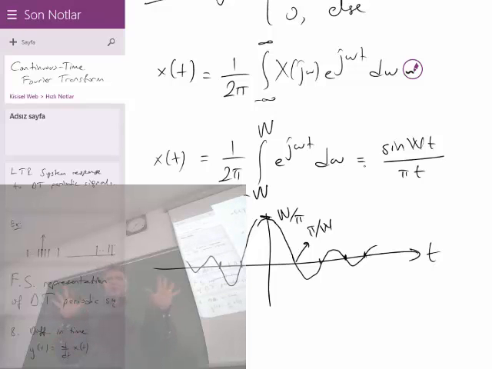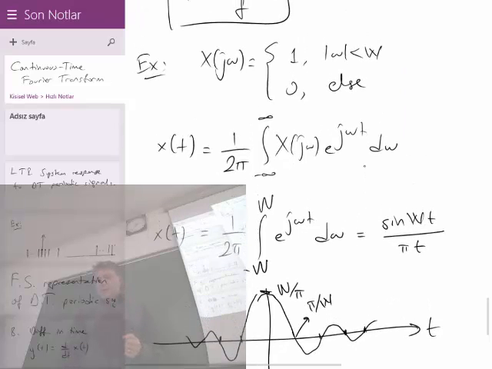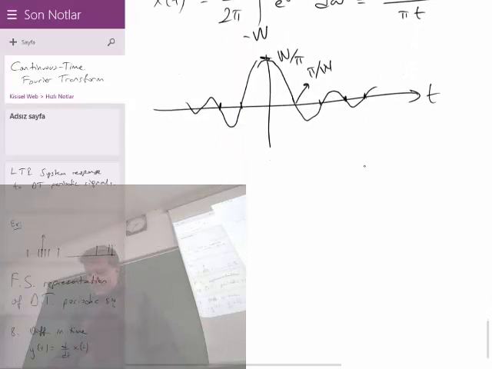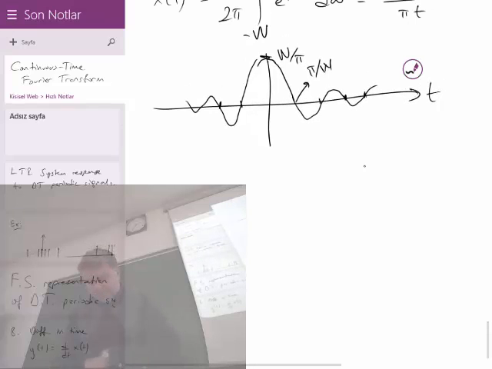And the inverse shrinking versus stretching phenomena also exists in this kind of an inverse Fourier transform as well. As you see, as w increases, the low-pass filter's bandwidth will become wider and wider, and the corresponding time domain signal, which is sinc, will be narrower and narrower, sharper and sharper. Okay? They are inversely proportional to each other. Okay. Another example.